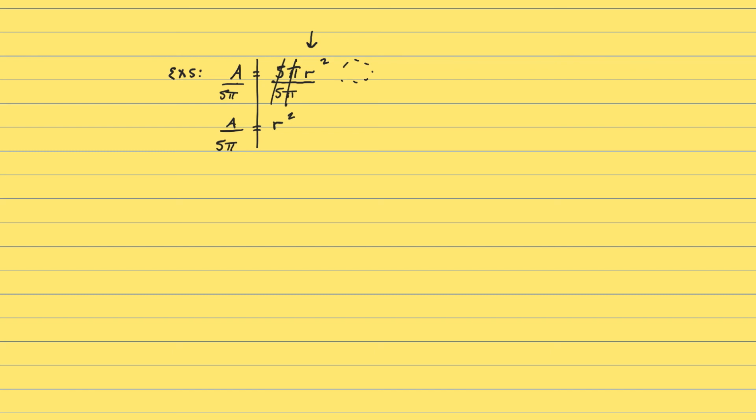Can't do that. So how do I get the square to disappear? Do its inverse. Square root. Whatever I do to one side of the equation, I do to the other side. Looks terrible, but it works because we know, and I'll highlight it, squares and square roots always make each other disappear. So I'm left with r.